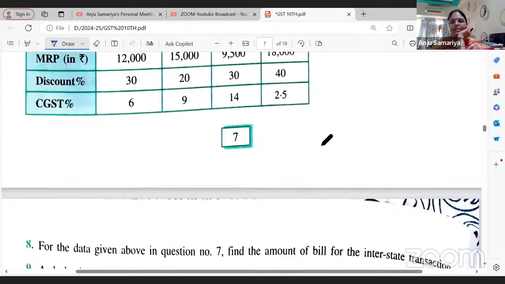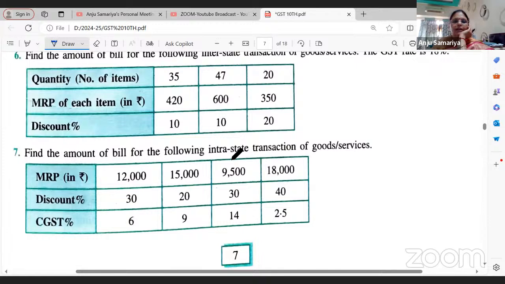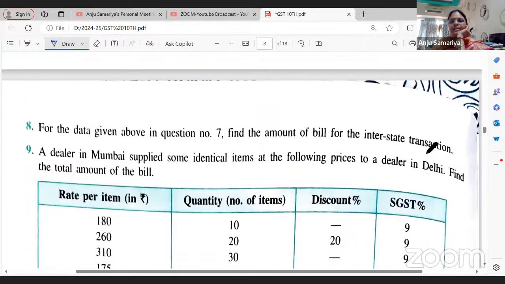इंटरस्टेट मांगा ट्रांजैक्शन, इसका जो इंट्रास्टेट आएगा, that is total CGST और SGST का total करोगे, that will be the IGST. क्वेश्चन नंबर 9.